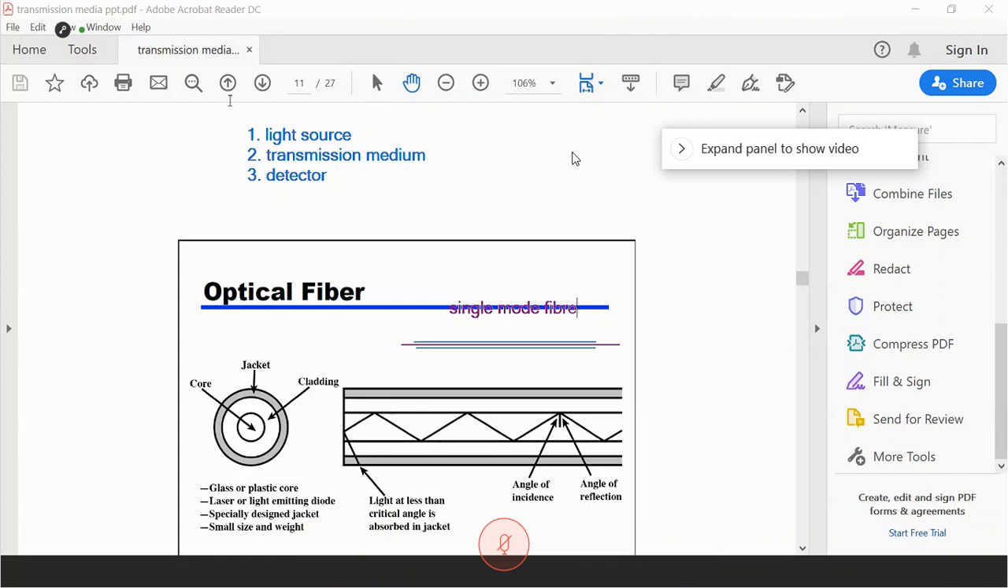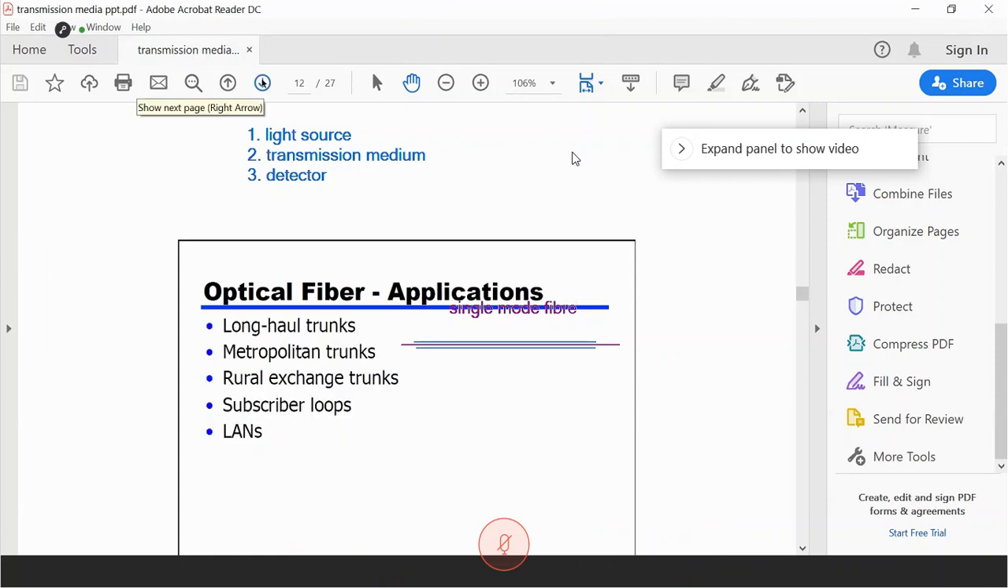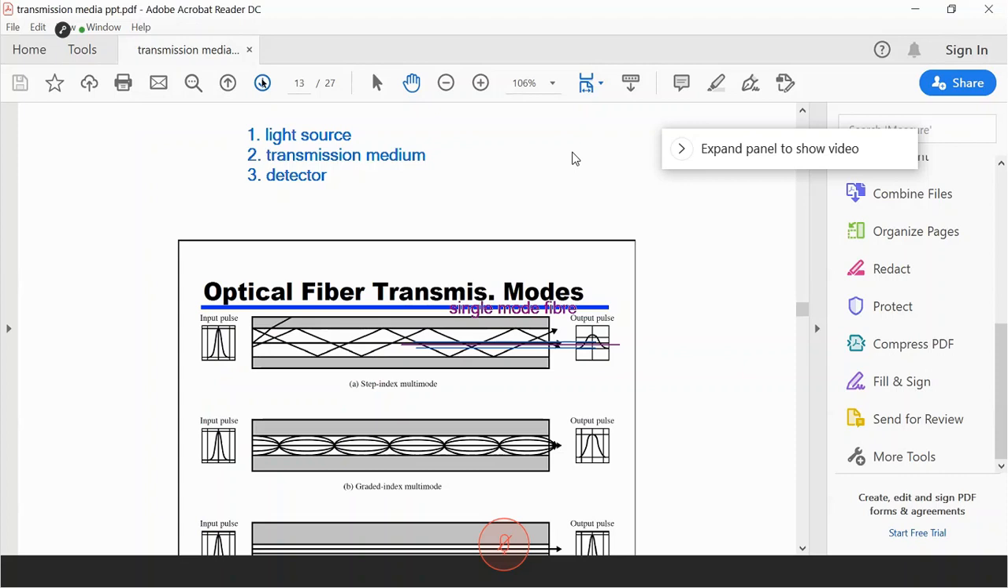These were the three media that we discussed. And the next thing that we have is the optical fiber application. When you talk about trunks, I have explained in the earlier class what we meant by trunks. Here it is about the types of optical fiber: step index, graded index, multimode, and so on.